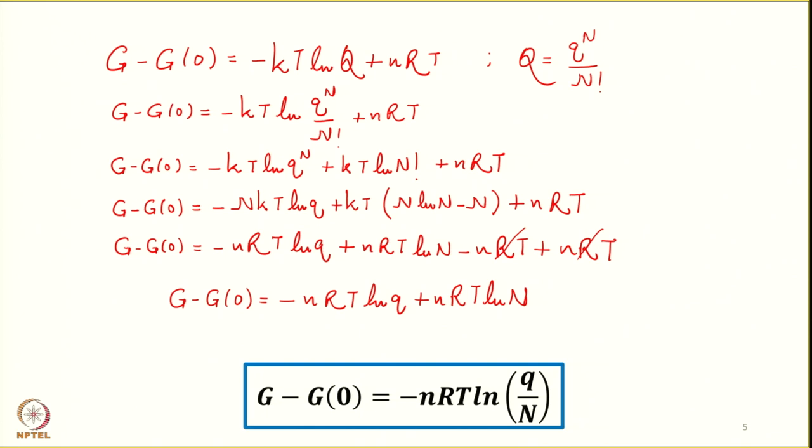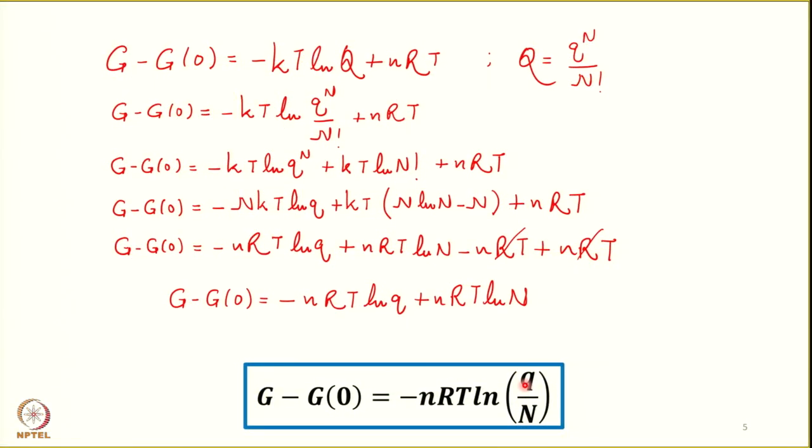I will take minus nRT as common, and once you take that as common, you have this expression: G minus G0 is equal to minus nRT log Q by n. It is worth noticing here that we started with Gibbs function in terms of canonical partition function, and when we end up connecting with the molecular partition function, what we have in the expressions is number of moles, gas constant, temperature, molecular partition function, and the total number of molecules, atoms or particles. Now remember that this is the molecular partition function. And since we have decided to initially apply it to monatomic perfect gas, this molecular partition function is equal to the translational contribution to the partition function.